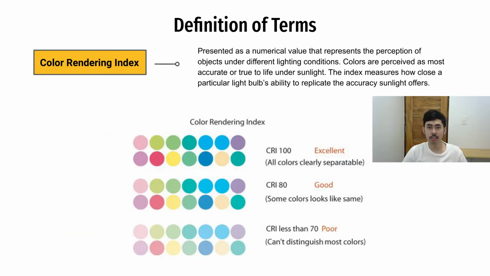Color rendering index. It details the way that we see objects around us. It is presented as a numerical value that represents the perception of objects under different light conditions. Colors are perceived as most accurate or true to life when placed under sunlight. The index measures how close a particular light source's ability is to replicate the accuracy sunlight offers.